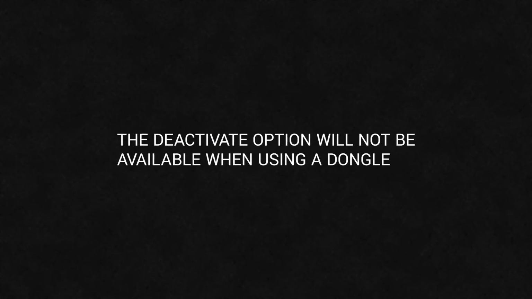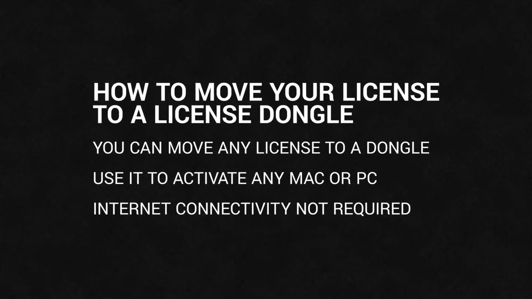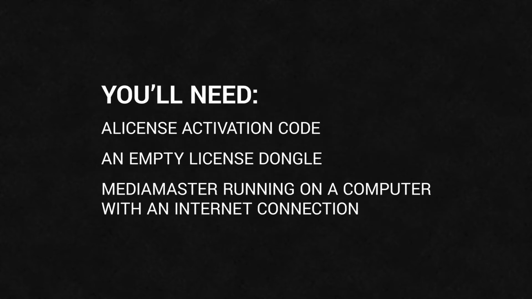Since a licensed dongle can already be used on any machine, the Deactivate option will not be available when using a dongle. With MediaMaster 6, you can move any license to a dongle so that your license will always be with you. You can use it to activate any machine, Mac or PC, and won't need internet connectivity. Note that this operation is irreversible. You'll need the license activation code, an empty license dongle, and MediaMaster running on a computer with an internet connection. A license dongle can be purchased through your local distributor or on our online shop.